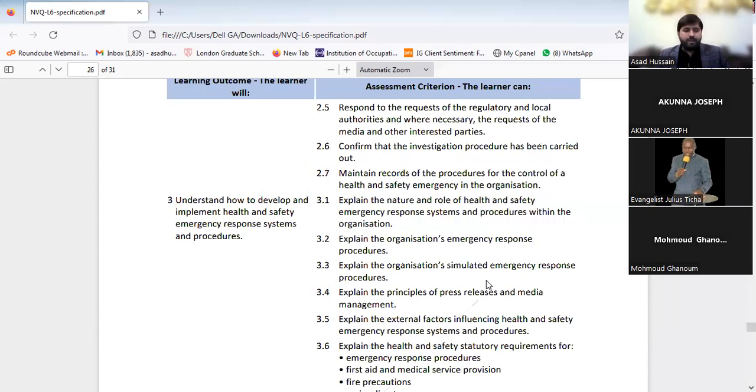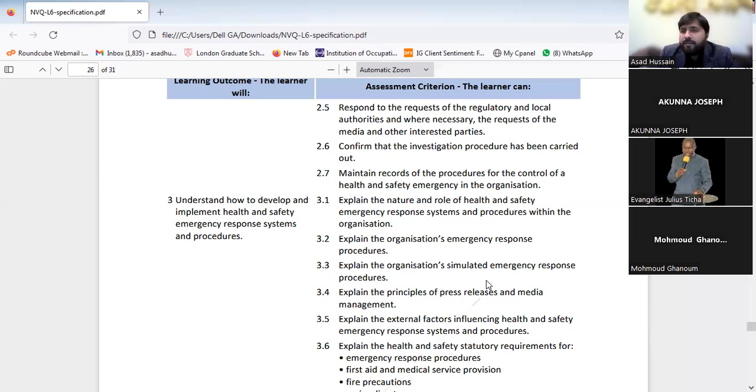Okay, now 2.5: we have to respond to the requests of the regulatory and local authorities, and where necessary, the requests of the media and other interested parties. So basically, it is asking how you are communicating to the relevant organizations and relevant personnel. Personnel means the employees, the paid persons in the organization. So it is asking how you would communicate with the relevant organizations and personnel.